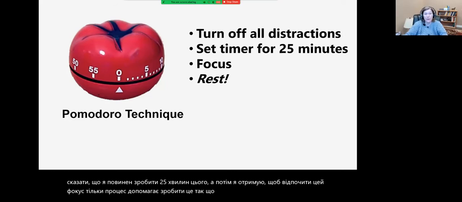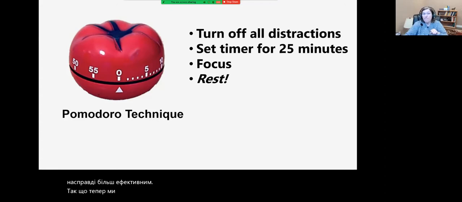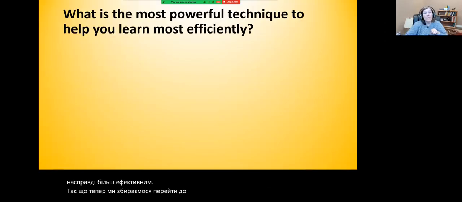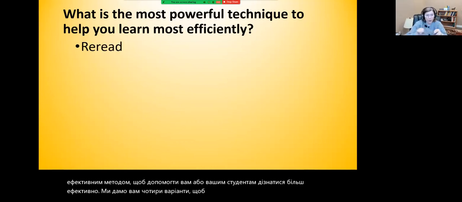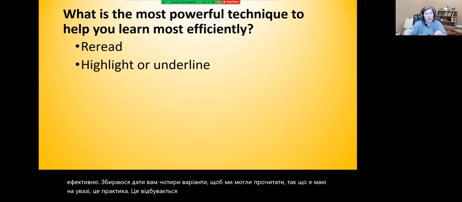So now we're going to move to a slightly different idea, and that is, what is the most effective technique to help you or your students learn more effectively? I'm going to give you 4 options. So we can reread. So, I mean, that's practice. It's going over the material again. Highlighting or underlining, you're moving your hands, so you're getting some physical activity.